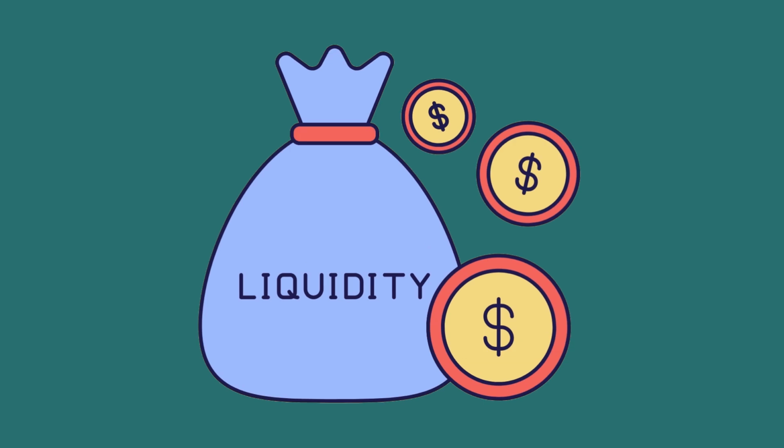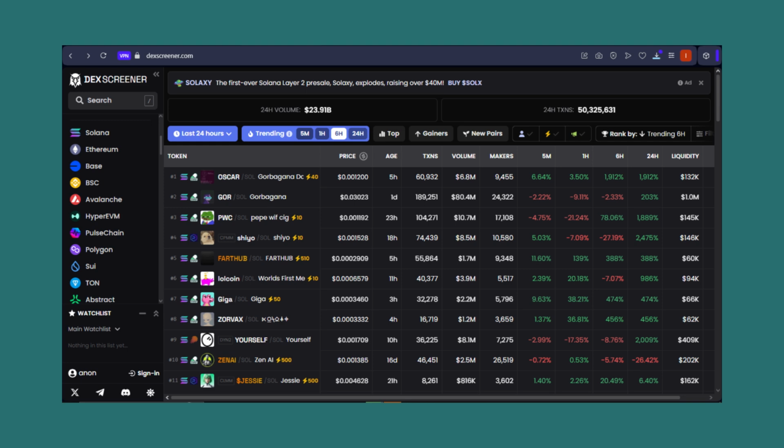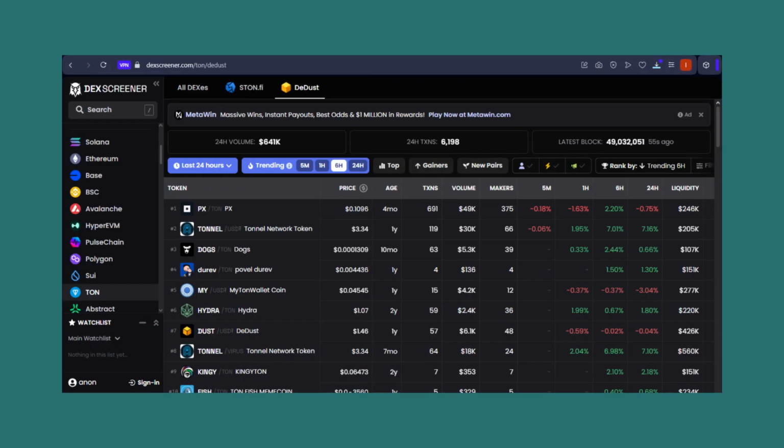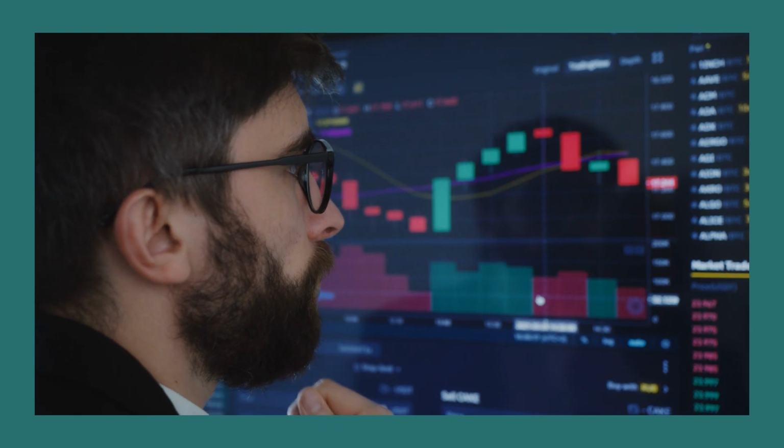After this stage is done, you'll need to consider adding liquidity. So go to a decentralized exchange or DEX on the Ton blockchain, such as DeDust, connect your wallet to the DEX, then you'll need to find add liquidity or a similar section. Then comes the creating of a trading pair for your meme coin.